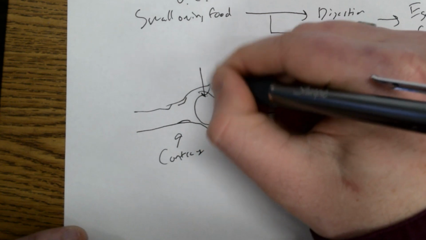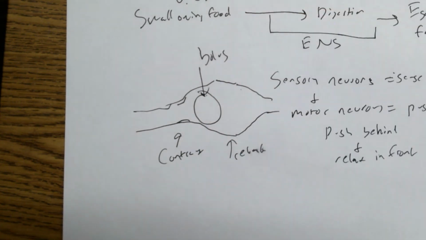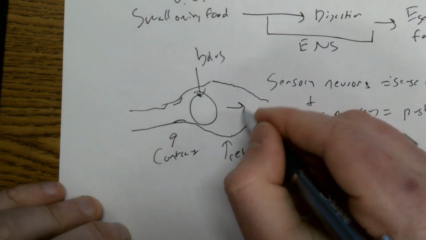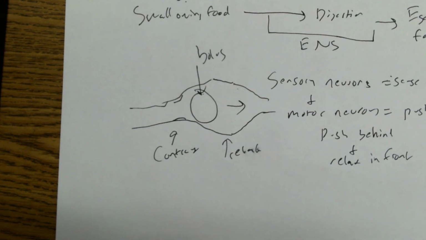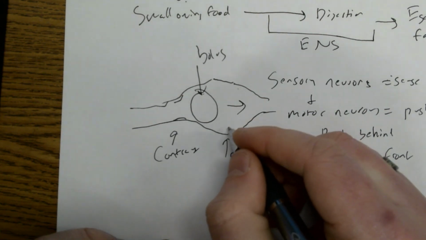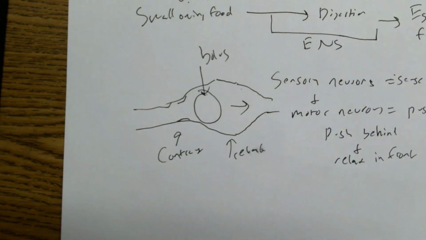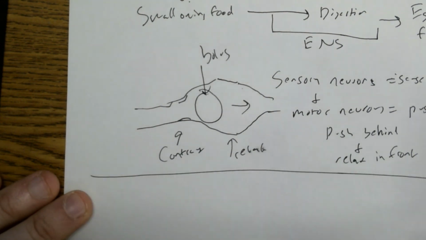This part is called the bolus of food. It's contracting and relaxing to push it in this direction. And that is how food is moved. It senses the food with the sensory neurons, and then the motor neurons tell it to contract and move it forward. If you are in SL, you're done.